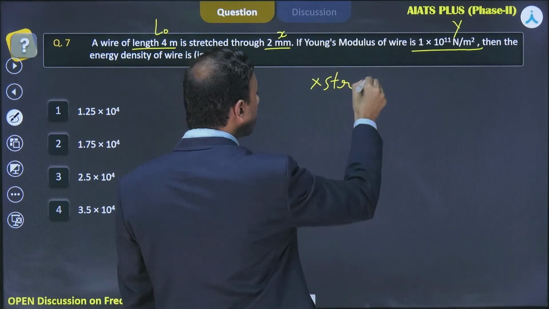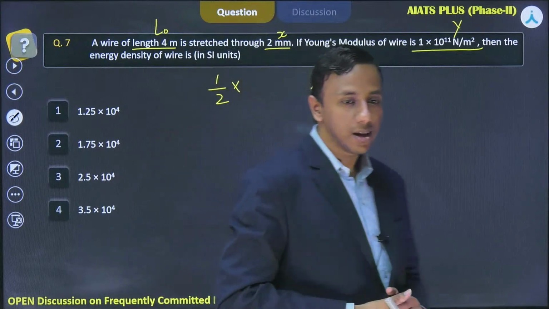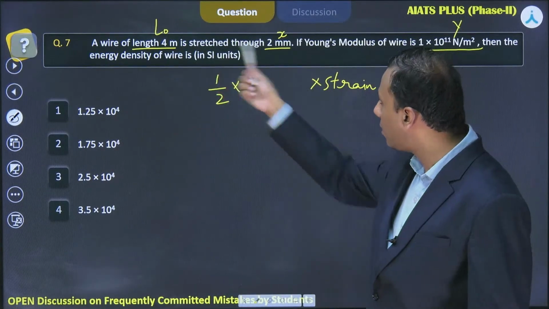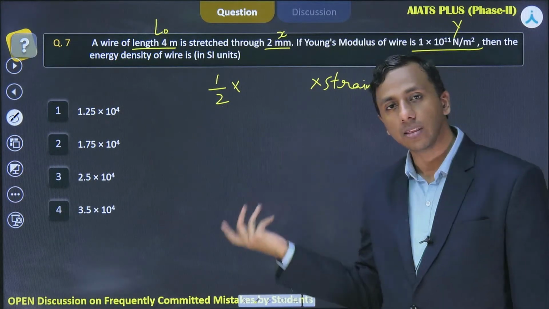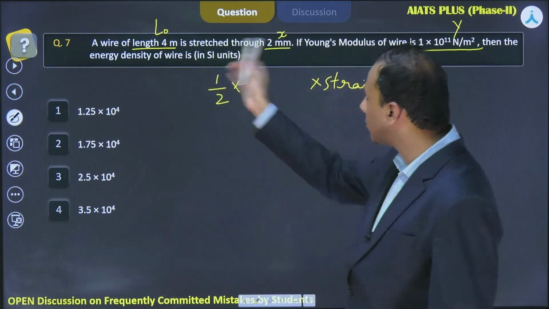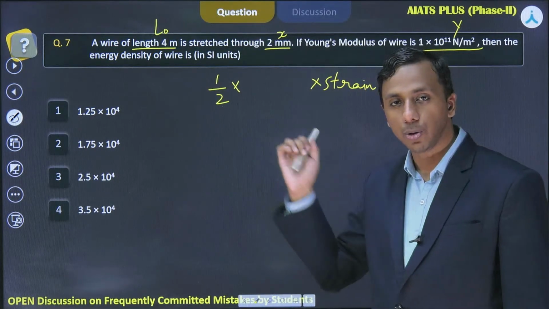But why didn't I write stress over here? Because remember, no forces have been given. For our derivation I had taken that force F, but here nothing is given. Strain is given; strain we can find out. So how will you do this question?